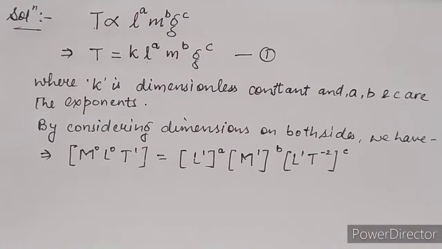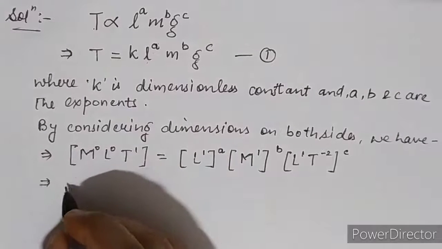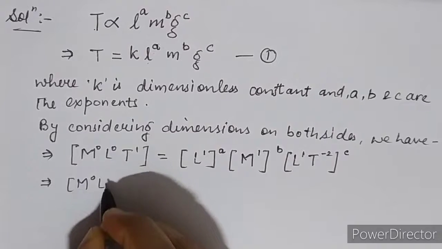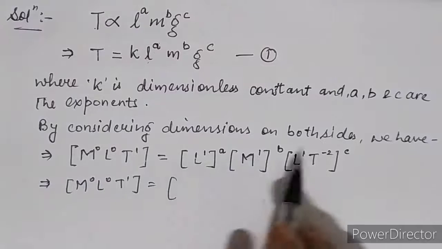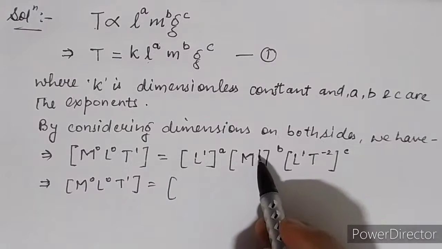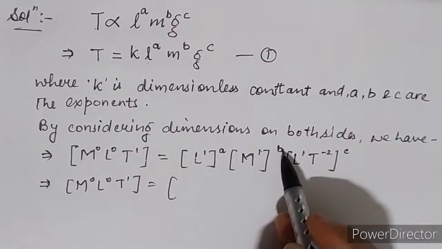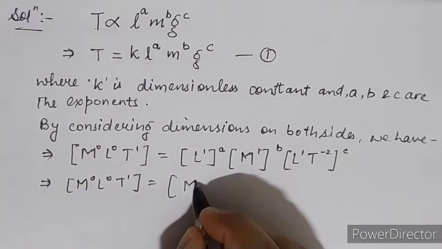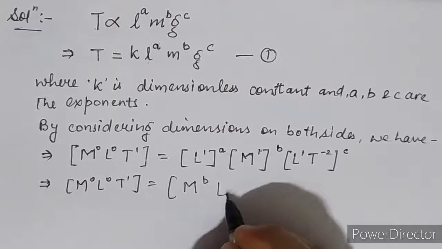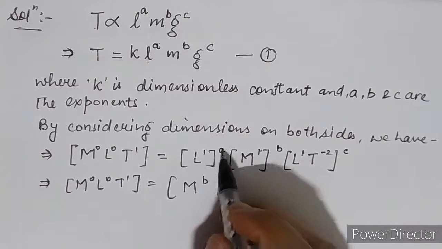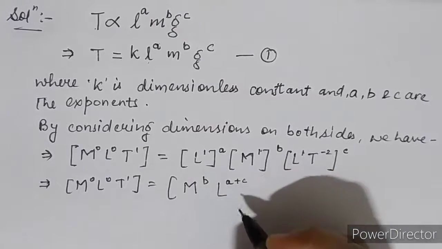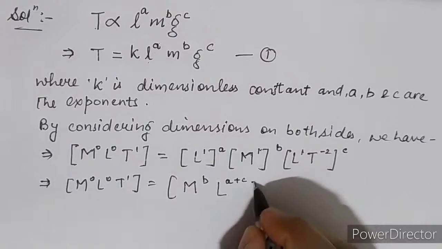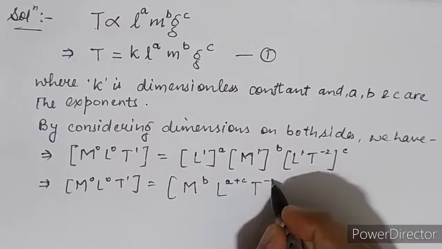Now moving ahead for the further solution, I am just writing them together. So it was like M^0 L^0 T^1, and it was also written by the M, here only M is there, so M^1, and whole power b, so 1 into b, so M to the power b. L^1, a, so 1 into a, 1 into c, so plus c, powers are always added up. T is here, minus 2 into c, so minus 2c.